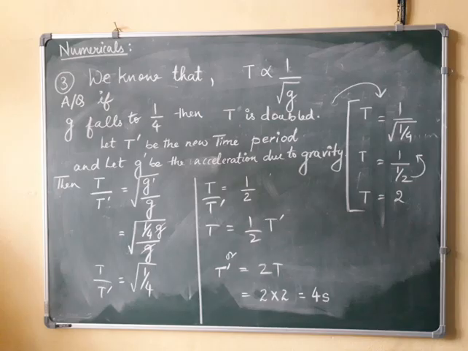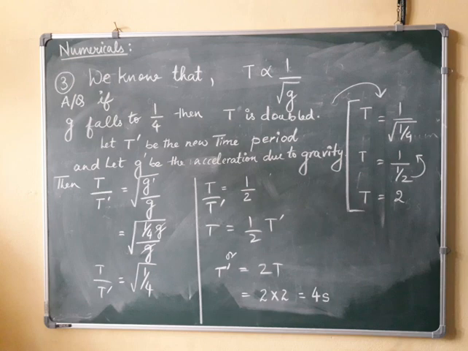Third question. A seconds pendulum is taken to a place where acceleration due to gravity falls to 1/4. How is the time period of the pendulum affected, if at all? Give reason and find its new time period. In your question it is given that a seconds pendulum is taken, which means the time period is 2 seconds, to a place where acceleration due to gravity falls to 1/4.